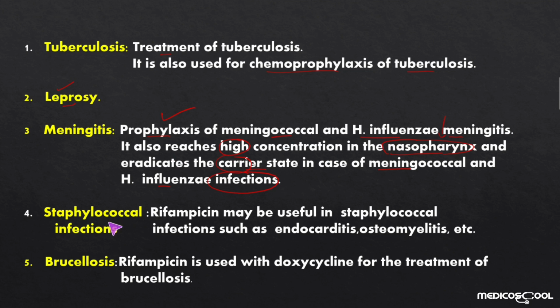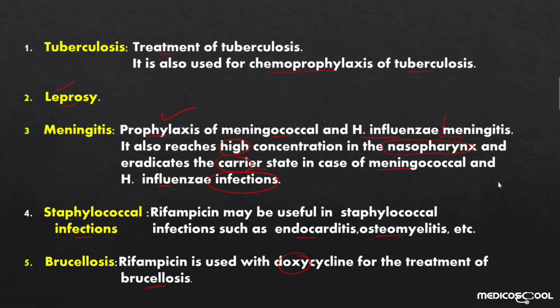It can also be used for staphylococcal infections like endocarditis, osteomyelitis, and other skin infections like carbuncles. It can also be used along with doxycycline for the treatment of brucellosis. So these were some uses of rifampicin: tuberculosis, leprosy, meningitis, staph infection, and brucellosis.